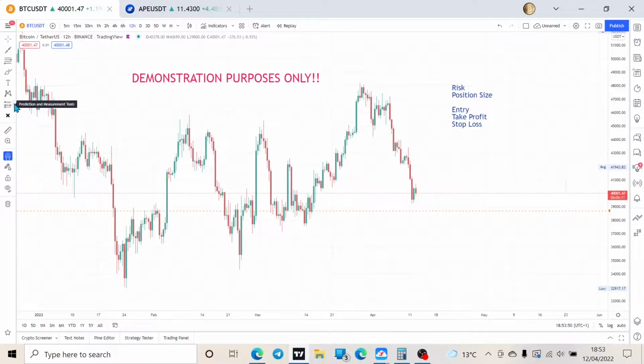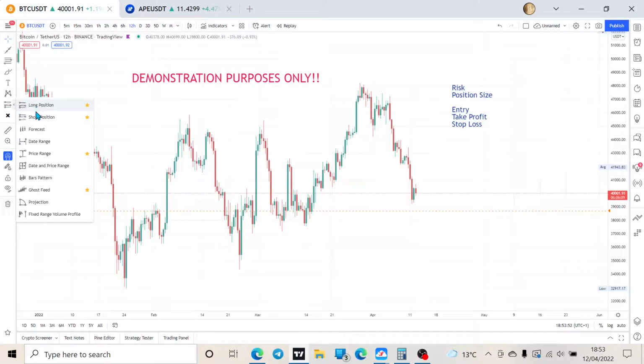If we look at the side there, if we click, you can see long position or short positions. These are measuring tools, for those of you that don't know, so that you can work out your risk profile and your position sizing, with a visual representation. With the same tool, you can also work out your entry, your take profit or target price, and your stop loss, all on the same tool. So let me just show you.